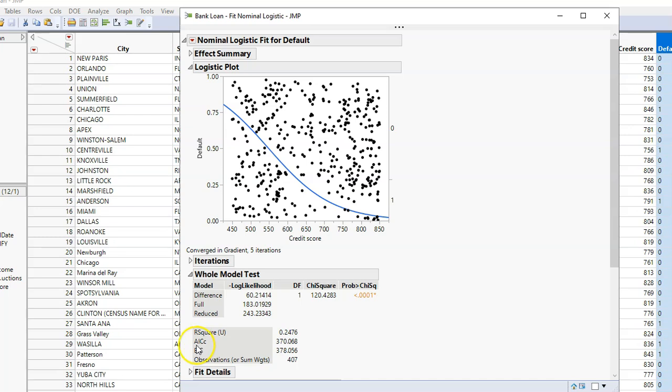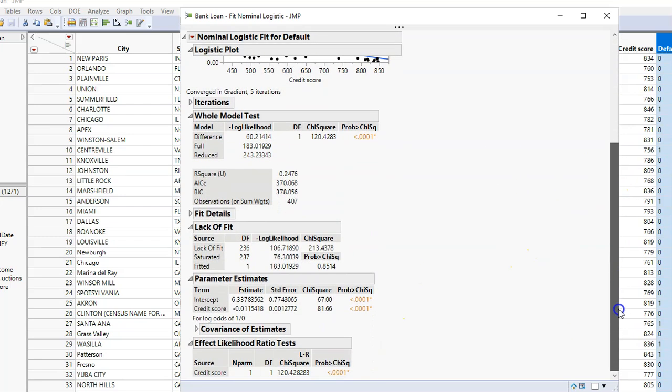AIC represents a calculation of the amount of error in the model. So if you have multiple models, you can compare their AICs and decide which model has higher R-square, which model has lower AIC, and which model has a better p-value. That model would be your model to go for.